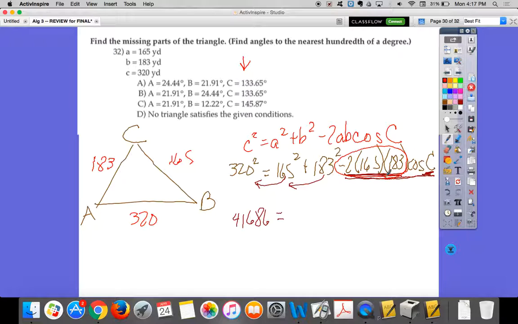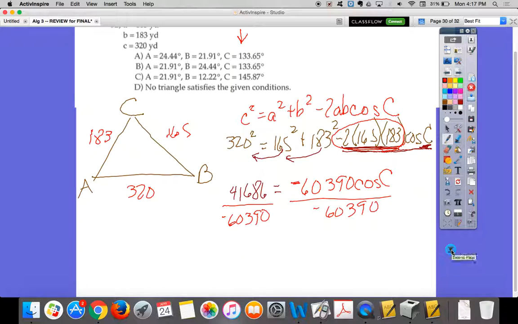So I have negative 2 times 165 times 183, and that gives me negative 60,390 cosine C. Even though it's a large number, you just roll with it. So I'm going to divide through by 60,390. When I do that, I got 41686 divided by negative 60390, and I get a negative 0.69.